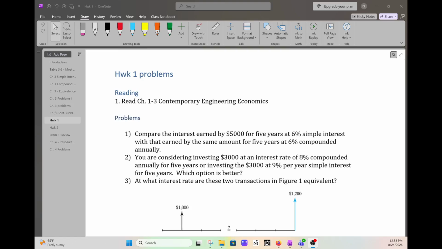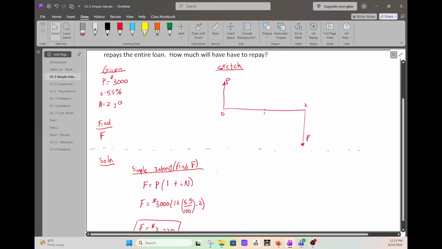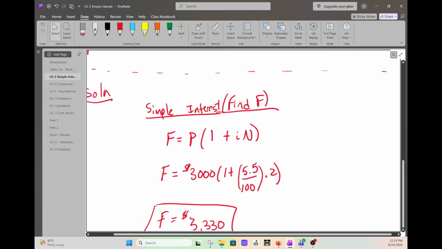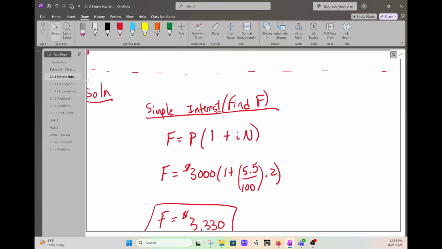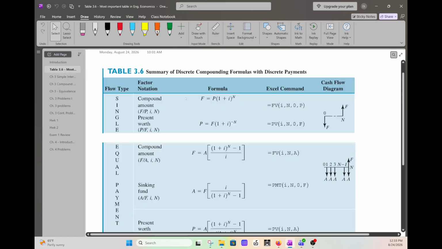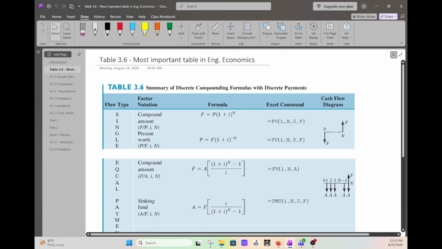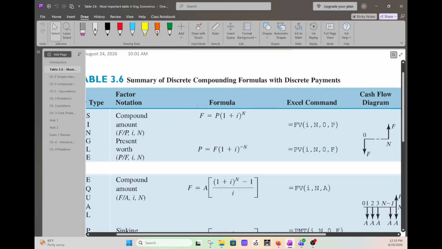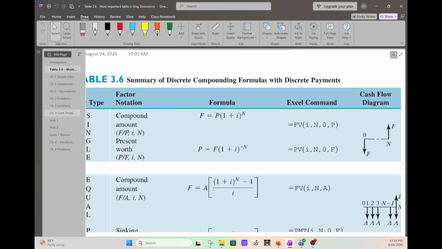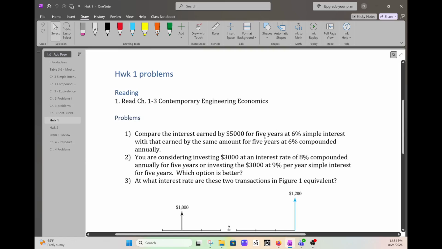which are, again, go back up here, simple interest, which is this formula right here. Okay, the F equals P, parenthesis 1 plus I times N for simple. And then for compound, it's this formula right here. F equals P times (1 plus I) raised to the N. Okay, so simple and compound.